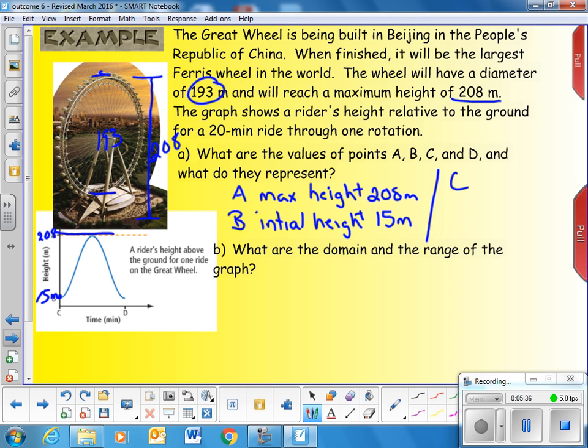Point C is down here. Point C is our initial time, and the initial time would be 0. And lastly, point D represents a time, and it represents the end of the ride. And in our question, it tells us that the ride is 20 minutes long.